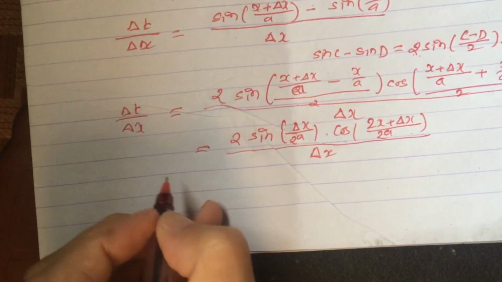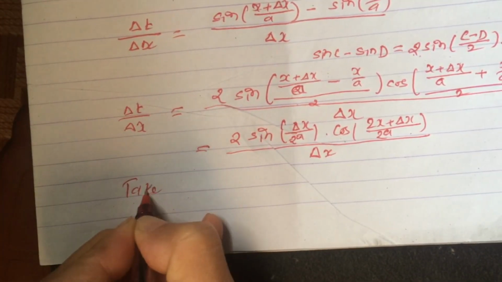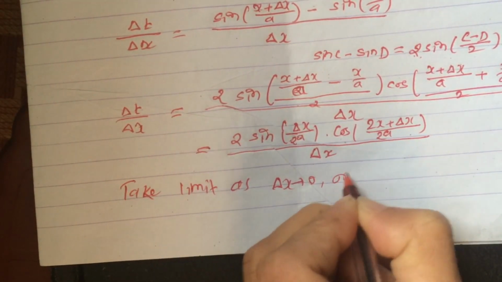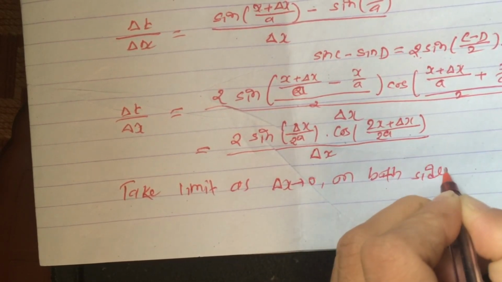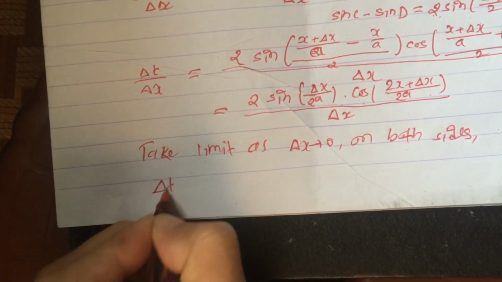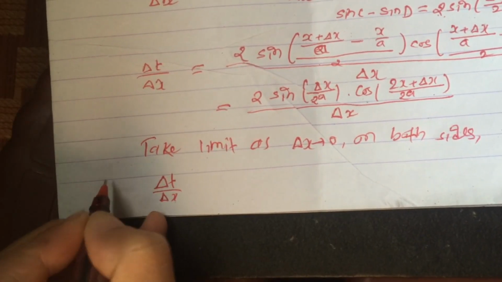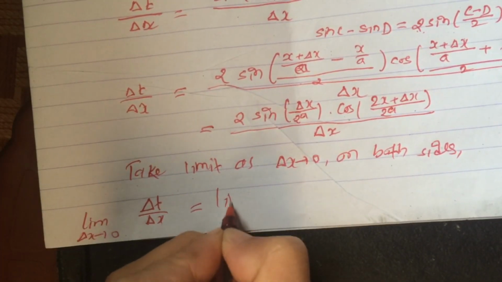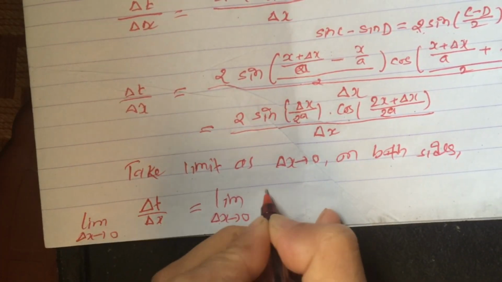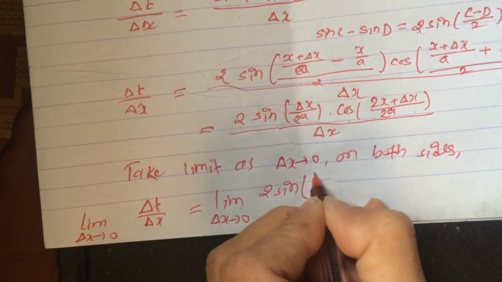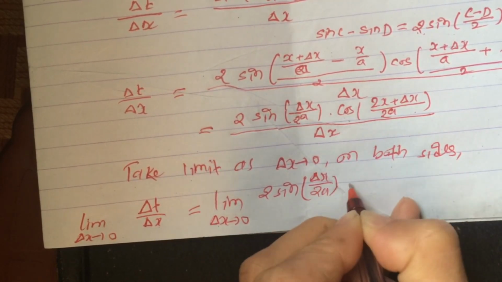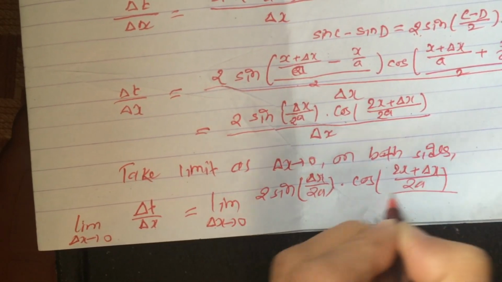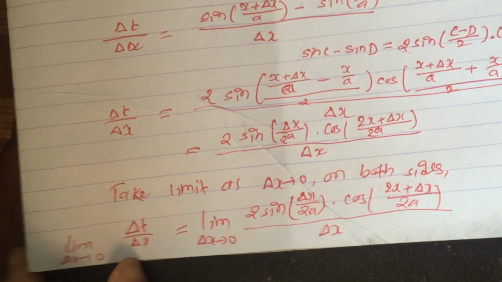Now let's take the limit as del x tends to 0 on both sides. We get del t by del x, limit del x tends to 0, is equal to limit del x tends to 0 of 2 times sine of del x divided by 2a times cos of (2x plus del x) divided by 2a, whole divided by del x.